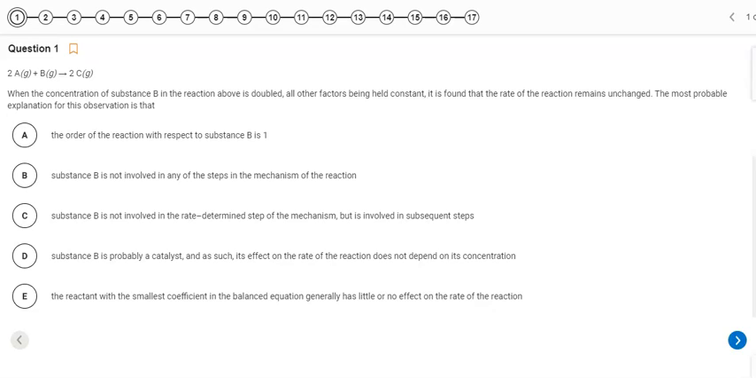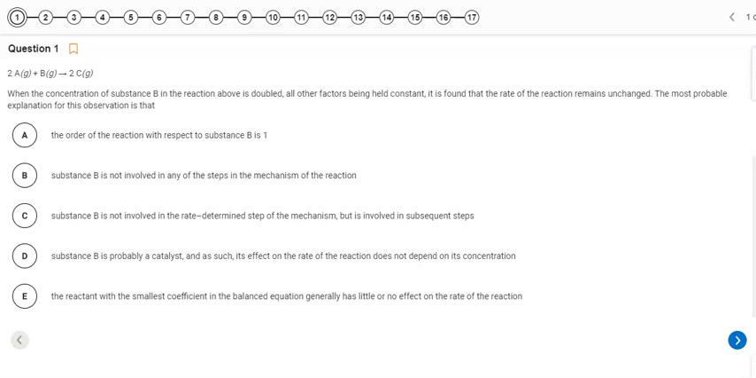No, that's incorrect. That means as you increase the concentration, the rate increases, and as you decrease the concentration, as the reactants are used up during the reaction, it gets slower. And so it's not A. Substance B is not involved in any of the steps in the mechanism of the reaction. Well, it must be involved in some of the steps or it wouldn't be in the reaction. So C, substance B is not involved in the rate determining step. That's probably true. It's in a step somewhere, but it's not in a step that's determining how fast or slow the reaction goes. So that looks like a pretty good answer.